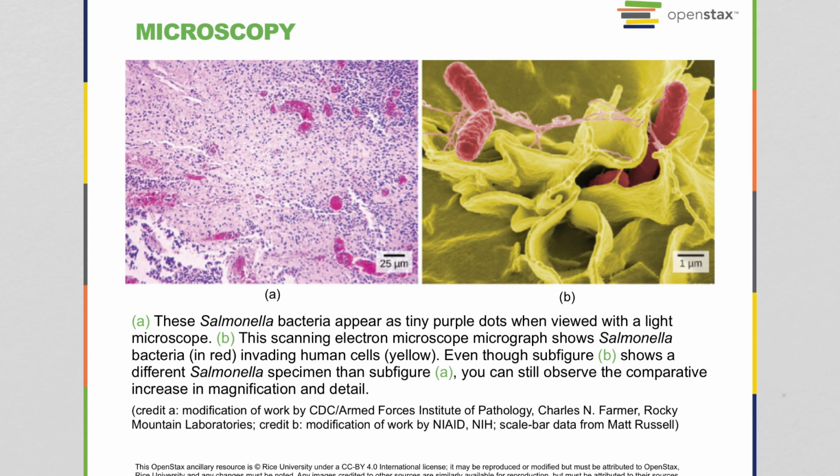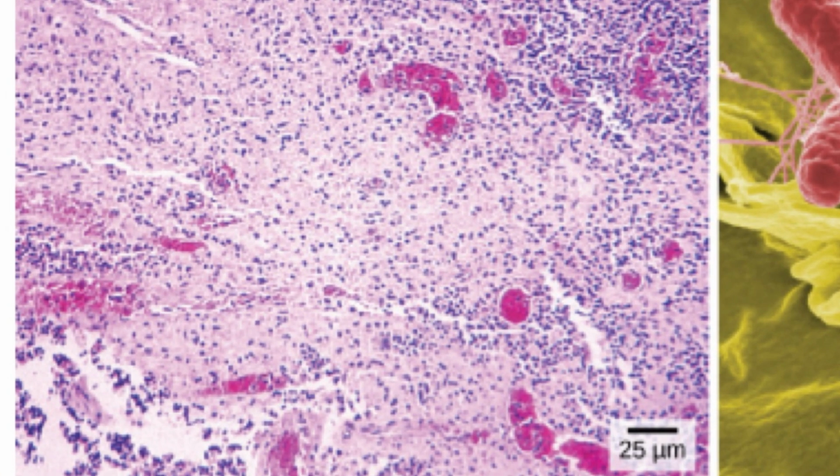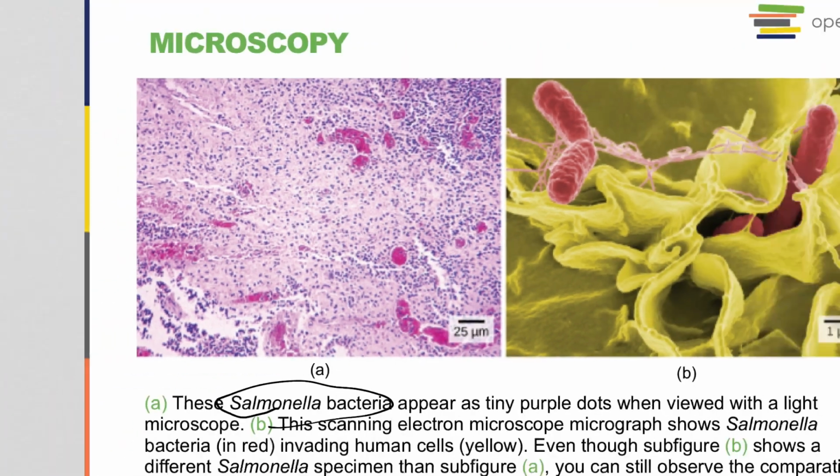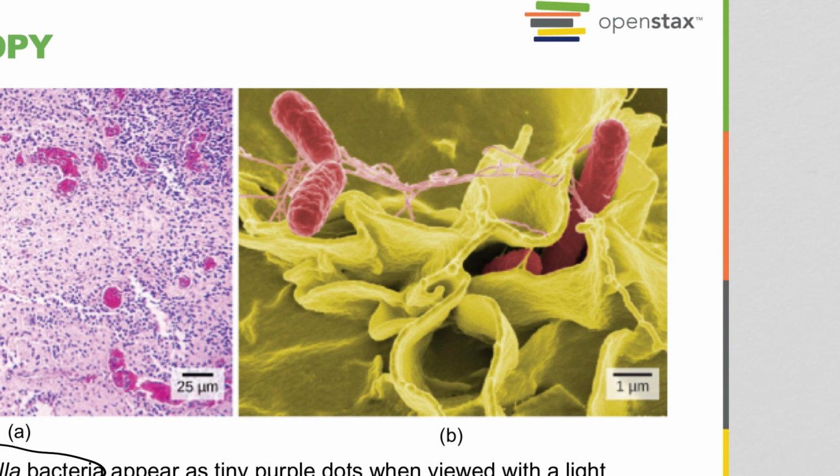And the picture on the left is showing you a picture taken with a light microscope. And in this image, we're looking at salmonella bacteria that are so incredibly tiny, they're difficult to even make out. They basically just look like tiny little purple dots. And on the flip side, when you use an electron microscope that has many, many times more magnifying power, you can start to see the shape of individual cells, but they're still unbelievably tiny.